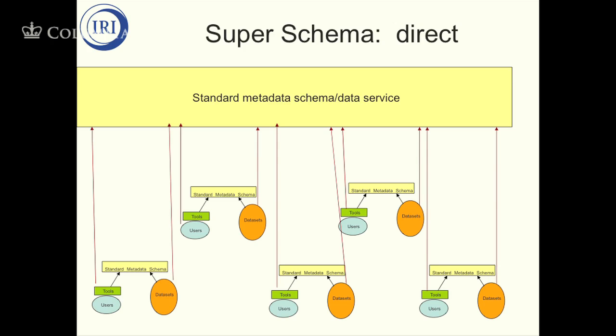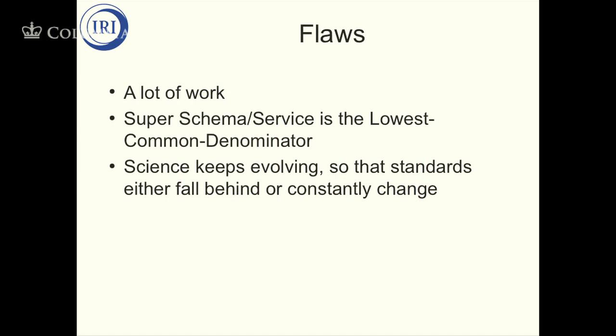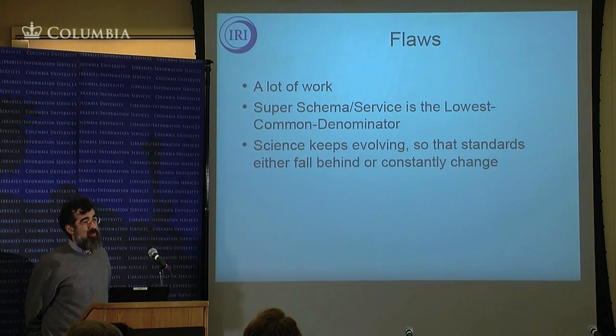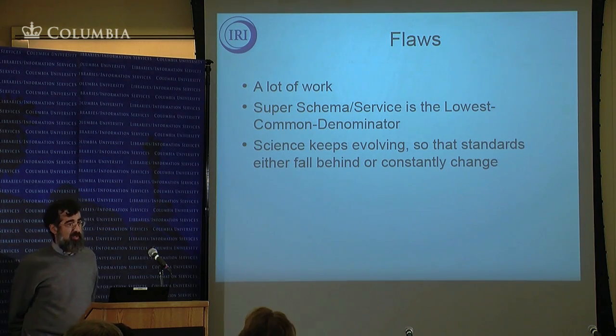You know, all the tool writers could rewrite to use this standard metadata scheme, and all the data sets could be redescribed in this standard metadata system. But that's a lot of work. The second problem is that the super schema tends to be kind of a lowest common denominator. It's only the concepts that are in common in all the systems. So you end up with a much worse description of what you're doing. And so you get tools that can do some stuff with a lot of data, but it's a lot less stuff than the specialized tools could do. And then the third part, particularly in my domain, but it's true in everything, is that the science keeps evolving. So either the standards fall hopelessly behind, or they constantly change. Either way, they're very hard to work with.